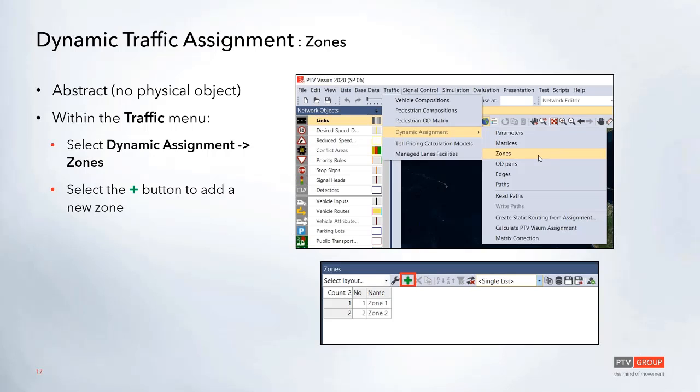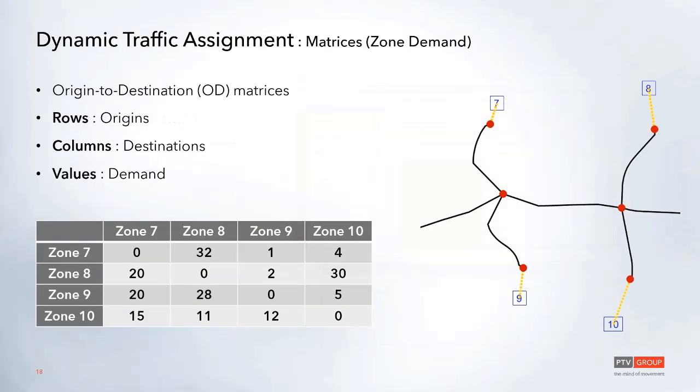So to add these zones, you'll go to the Traffic tab, and then select dynamic assignment, and then go down to zones. And this will open up the zone list where you can add new zones and you can change the number and the name. And then again, you can also add these directly within the parking lot object itself, if that's a better workflow to use.